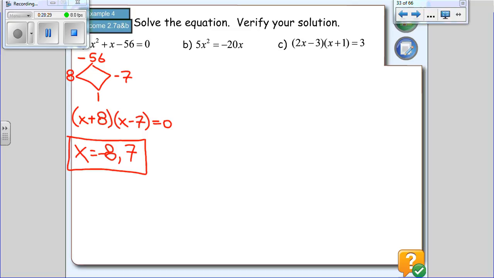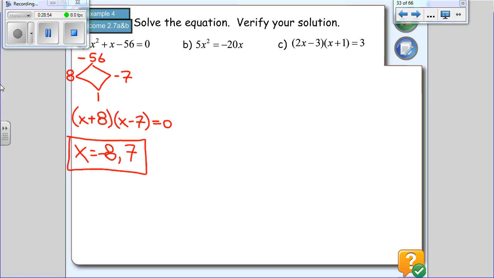Alright, let's try B. You look at question B and you're like, I don't know what value of x would work in there. I have no idea. So when we want to solve these things, we want to look at them and go, is that a quadratic? Yes. It is a quadratic. Is it in our general form that we're used to seeing, though? No. Remember, we always want things to equal 0.